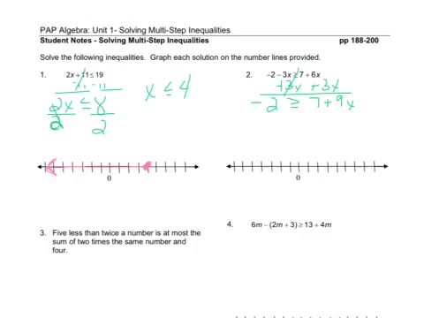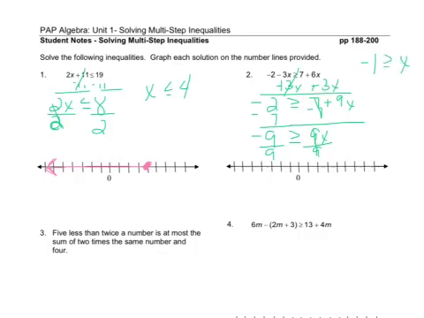And then I need to get x by itself, so I'm going to subtract 7 on both sides. So I end up with negative 9 is greater than or equal to 9x. And then when I divide both sides by positive 9, I get that negative 1 is greater than or equal to x. Well, this is one that is written backwards, so my variable's on the right.